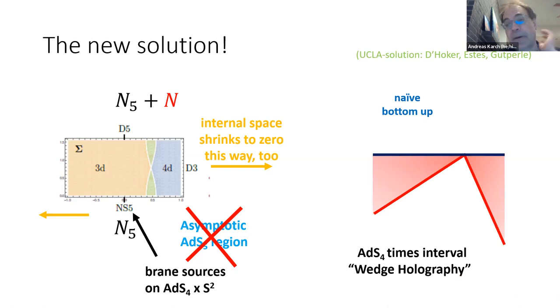From the bottom-up point of view, this now looks much more like what people refer to as wedge holography, where the spacetime actually ends on both ends. It's as if there were two RS branes, if you want to think of these shrinking regions as RS branes, my spacetime truncates at both sides, and this is not symmetric. This right-hand side came about from this extra N branes, and the left-hand side came about from this N5 plus N5, NS5, ND5 branes.